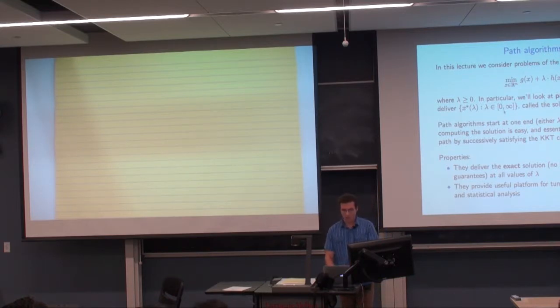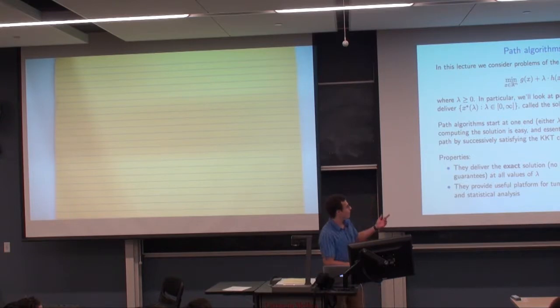Okay, so path algorithms usually start at one end of the path, so either at lambda equals 0 or lambda equals infinity, depending on what's easier. And then we trace out the solution as a function of lambda by kind of iteratively or recursively or successively satisfying the KKT conditions. So that's a very general way of describing it, but that's the basic idea. We write down the KKT conditions and we think about how they evolve as lambda changes. And we try to solve them continuously as lambda evolves, not for a fixed lambda. So what are the properties of path algorithms?